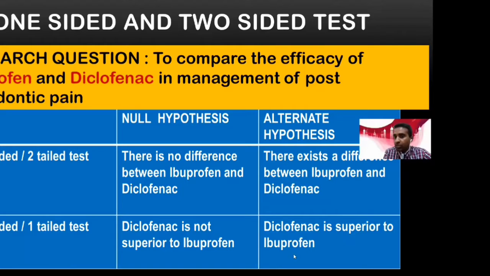Diclofenac is superior to brufen. This is the hypothesis, or the statement, we wanted to prove: diclofenac will be superior to brufen in post-endodontic pain. And what will be the alternate hypothesis? Diclofenac is not superior to brufen. Here we are testing the hypothesis towards one direction. That is called a one-sided or one-tailed test.